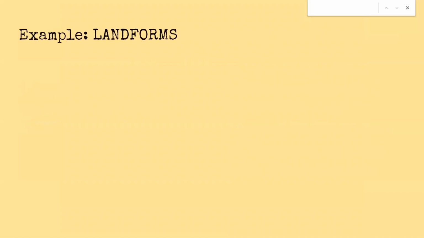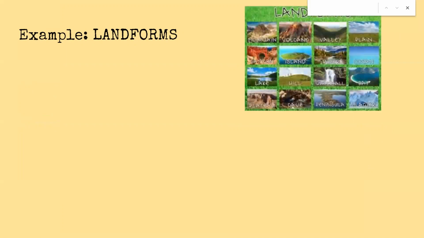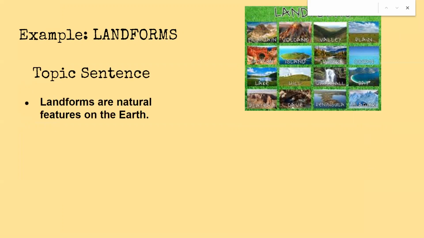For example, if our topic is landforms, our topic sentence might be, landforms are natural features on the earth. That is the main idea. That is going to be our topic sentence. So the first sentence in our paragraph. Let's read that again. Landforms are natural features on the earth.